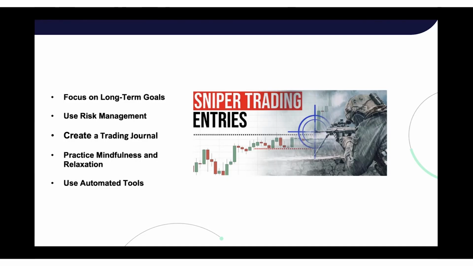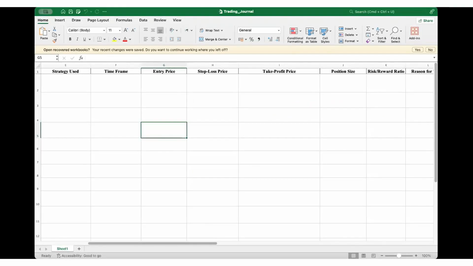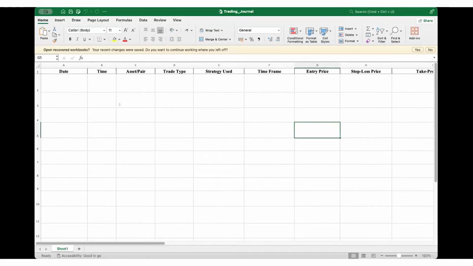Another one, use risk management, which I told you about. If you manage your risk, if you have $1,000 and you lose $5, you will not react emotionally, you can control yourself. And create a trading journal. This is very important. I just want to share my screen about the trading journal. I will give you one example. This is a template, and it's so easy, but so useful.